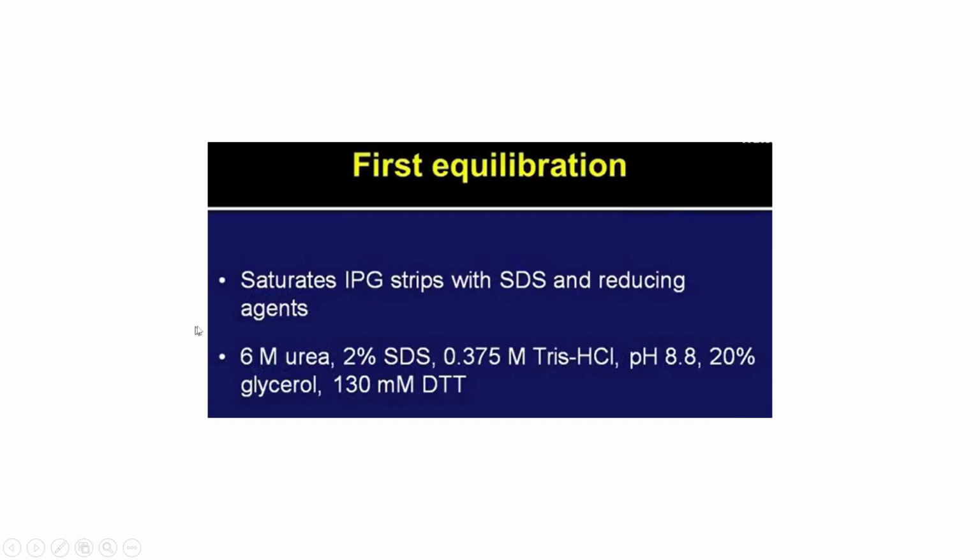In terms of equilibration, there are different steps involved. The first step is saturating the strip with SDS and a reducing agent. So remember, first you are reducing the IPG strips. The reducing agents involve urea, SDS, DTT, etc. These three, SDS, DTT and urea, are the major ones which act as reducing agents, whereas the HCl and glycerol maintain the buffer as well as the density.